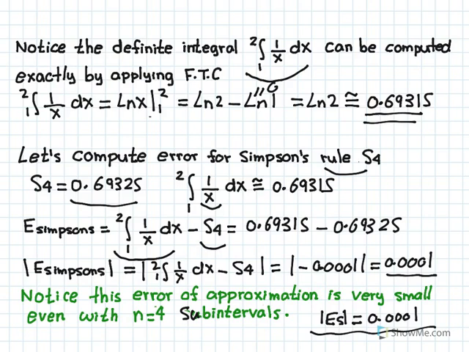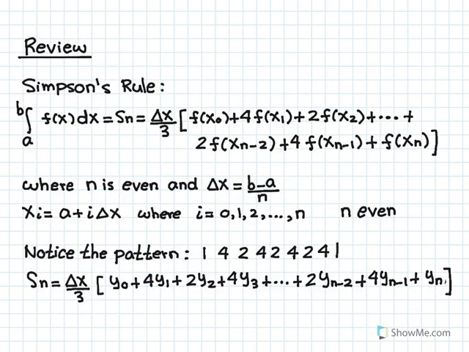I have one more page to look at. So this is basically the review. What we have is Simpson's rule, the integral from a to b of f of x dx. The formula is Sn equals delta x over 3 times f of x0 plus 4f of x1, 2f of x2, 2f of xn minus 2, 4f of xn minus 1 plus f of xn. So think of it as a 42 rule, 1, 4, 2, 4, 2, and so on.